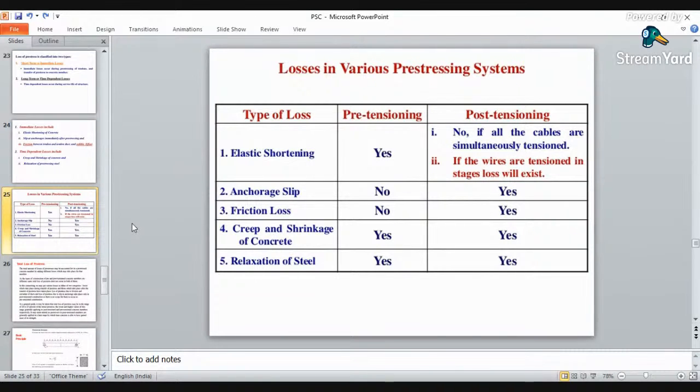Then anchorage slip, in pre-tensioning, there is no anchorage slip. In post-tensioning, you have to consider it. Again, frictional loss is not applicable in pre-tensioning because in pre-tensioning we have seen we have to use only a single bed. Is it? But in post-tensioning, there are a number of types of devices in which there will be a frictional loss. Creep and shrinkage of concrete may be applicable for both pre-tensioning as well as post-tensioning, and relaxation of steel, again this will be applicable for both pre-tensioning and post-tensioning.